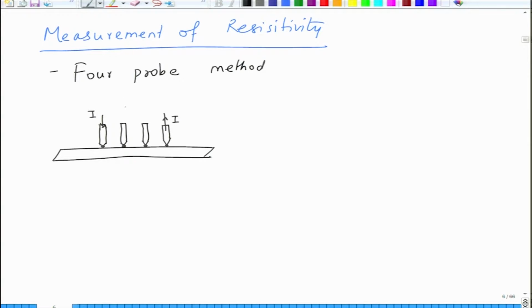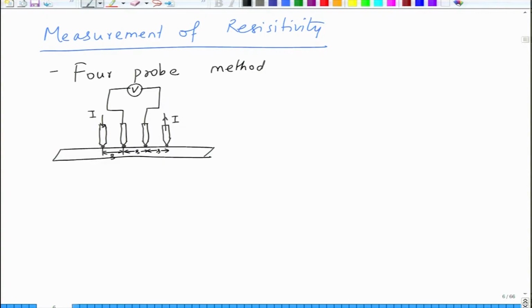which are connected to a voltage measuring device. So you measure the voltage across these. The spacing between these is S, let's say. So you are using the outer 2 probes for current to flow, and the inner 2 probes to measure the voltage.